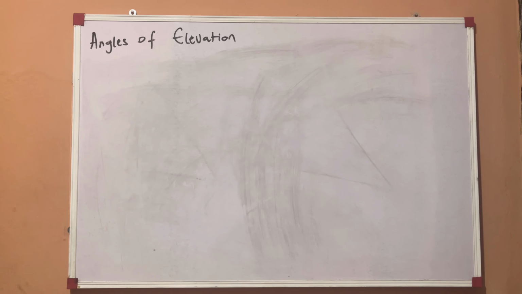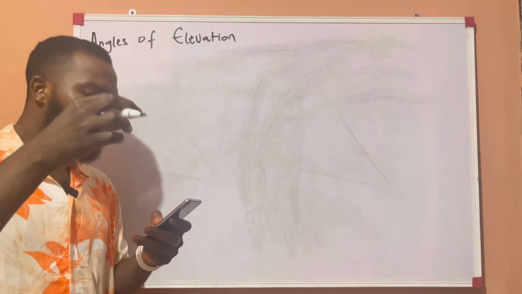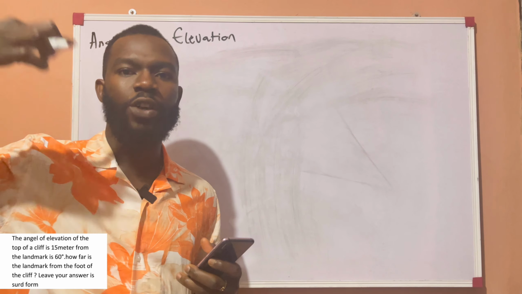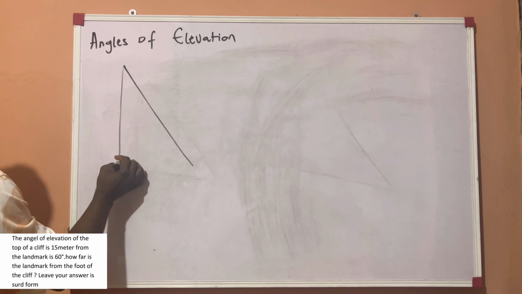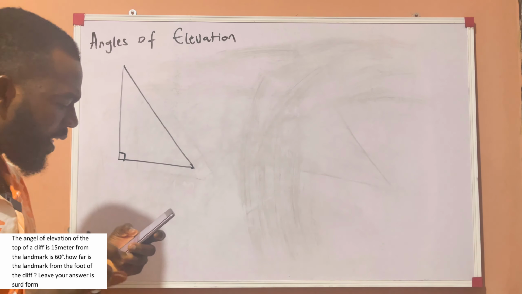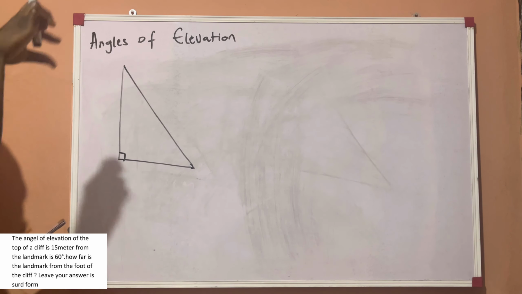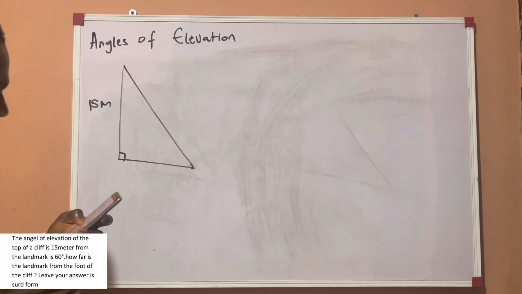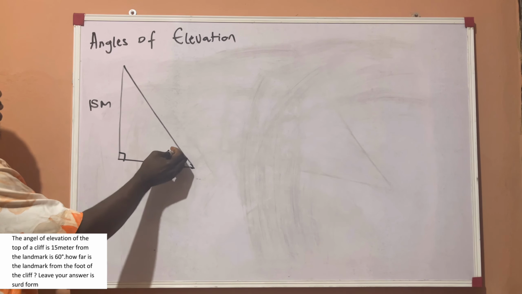All right, question number 2 says the angle of elevation of the top of a cliff. Now again, the angle of elevation. So we clearly know here that this question is also an elevation question. So let's just draw this down. Now, they said the angle of elevation of the top of a cliff 15 meters high. Now, if this is the cliff, we were told the height of the cliff is 15 meters. Okay, now 15 meters high from a landmark is 60 degrees. So what does that mean? It means our angle of elevation is 60 degrees.